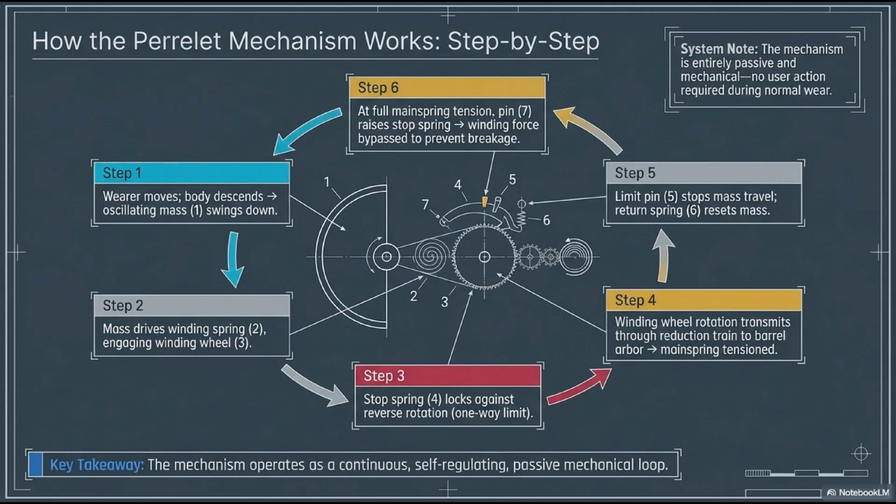Moving to step 3, as the winding wheel turns forward, the stop spring, item 4, clicks over the teeth, locking against any reverse rotation. It establishes a one-way limit. In step 4, the rotation of the winding wheel transmits its force through the reduction gear train, all the way to the barrel arbor, tensioning the mainspring.